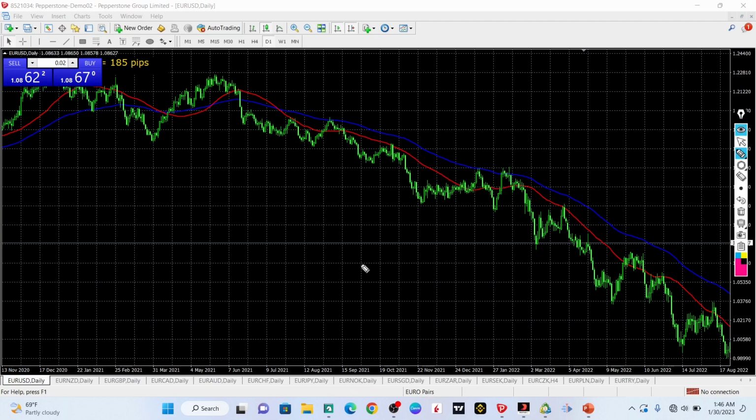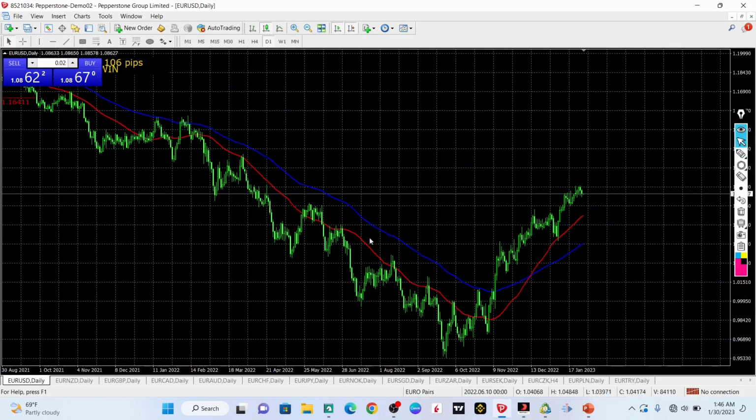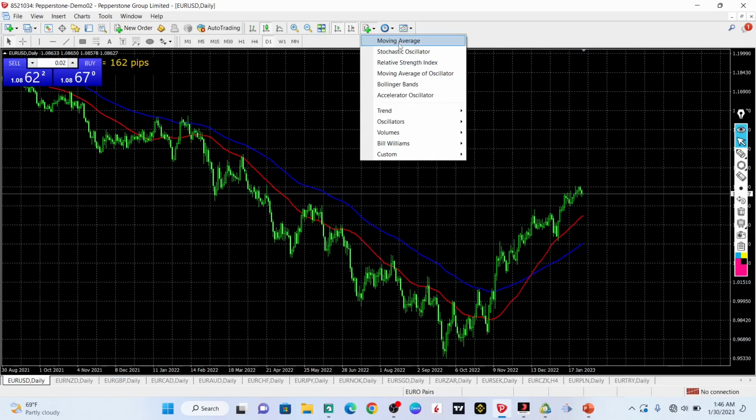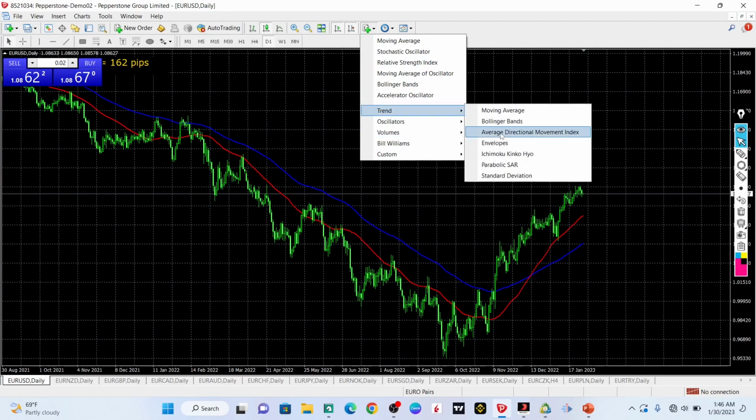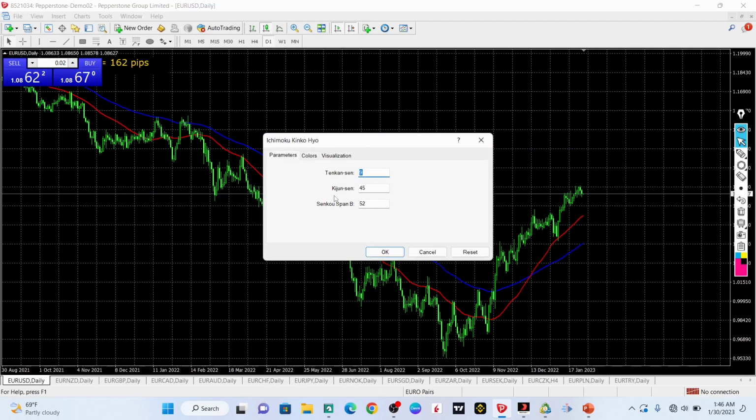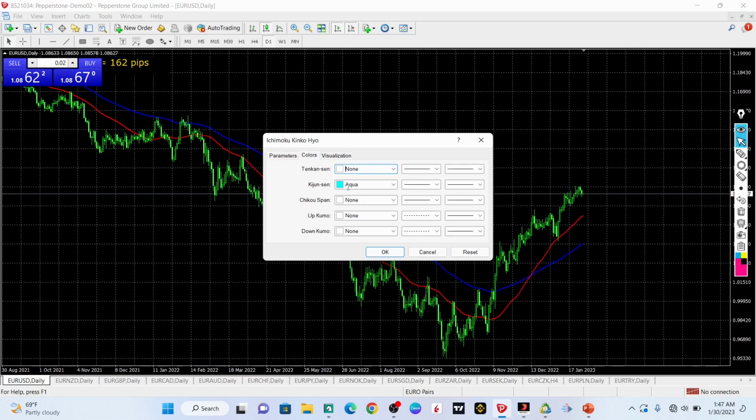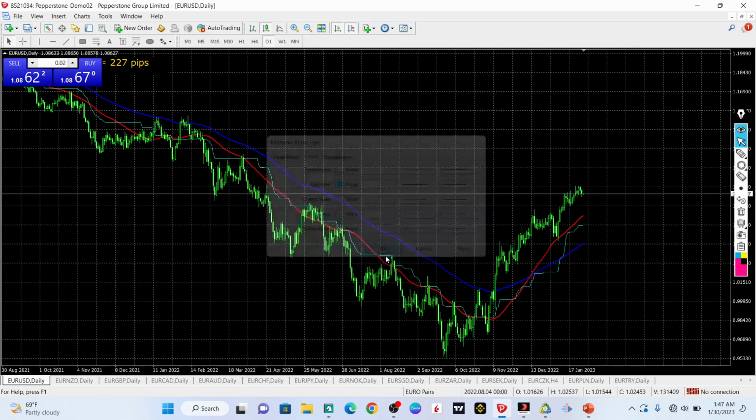So let us try to add on another baseline. We can try to use the Kijun-sen, and that is from the Ichimoku as an indicator. Here we have this Ichimoku, and we are using this one as a baseline. This Kijun-sen is the baseline right here. This is what you're going to try to use as a baseline. So you can leave it at 45. Colors, that one is none, and then click OK.